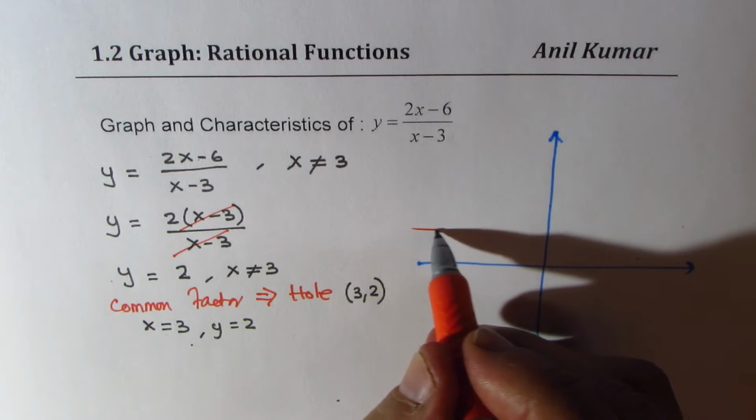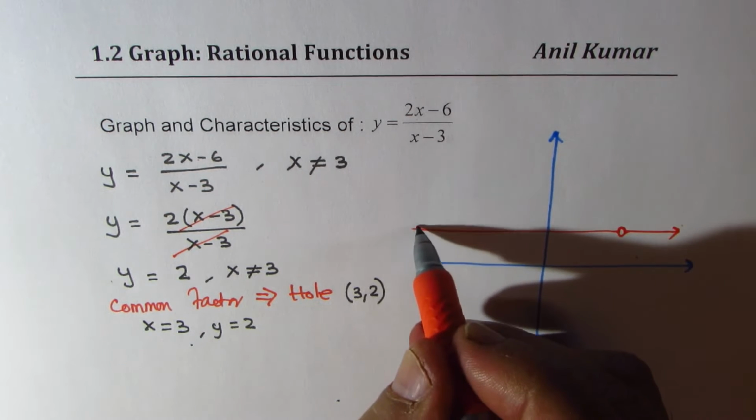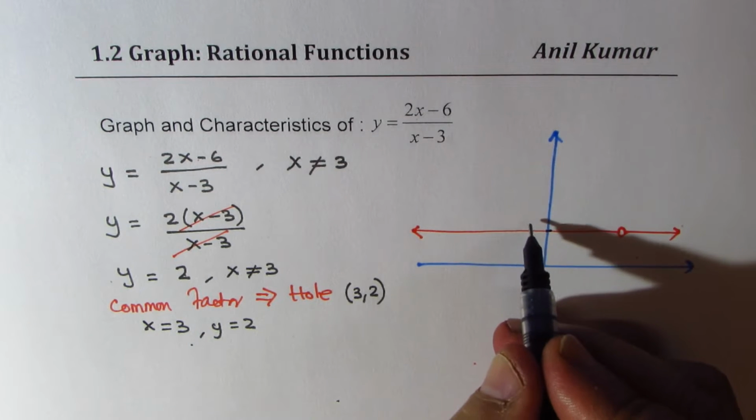So let's say this is the function with a hole at 3, 2, and then it moves forward. And a horizontal line represents this particular function.